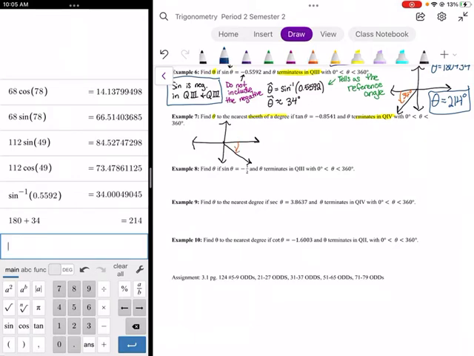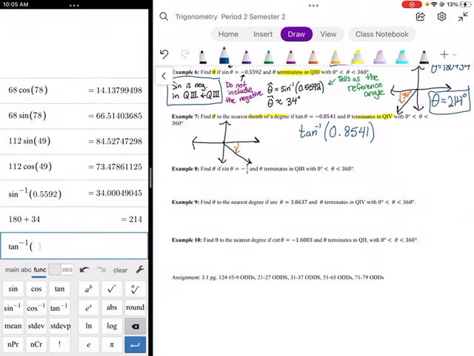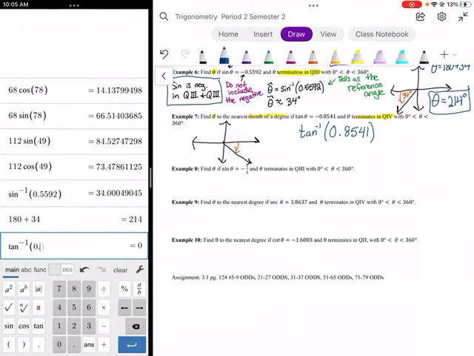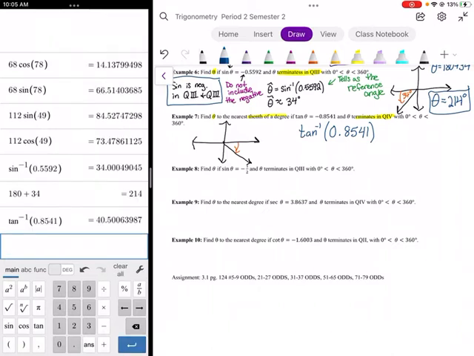To do that, again, we are going to use our inverse tangent. And we are going to just do 0.8541 because remember, we do not include that negative sign when we type it into our calculator. 0.8541. So this gives us that our reference angle is about equal to 40.5 degrees.